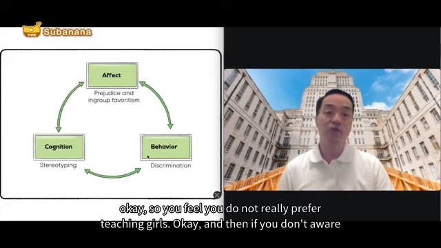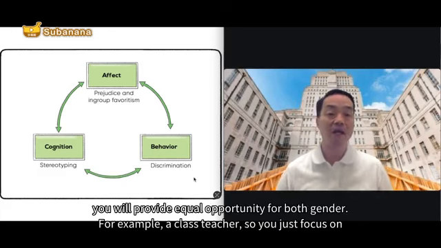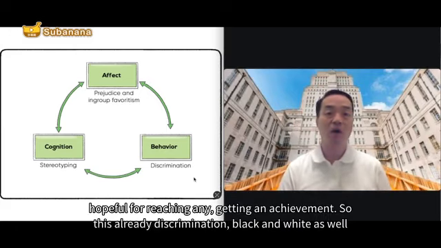And then if you are not adequately aware of the cognition and prejudice, that will start affecting your behavior. Behavior means you don't provide equal opportunity for both genders. For example, as a class teacher, you just help the boys, and you tend to ignore girls because you believe they are not hopeful for getting any achievement. So this is already discrimination. Black and white as well.